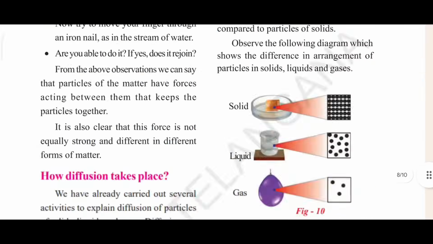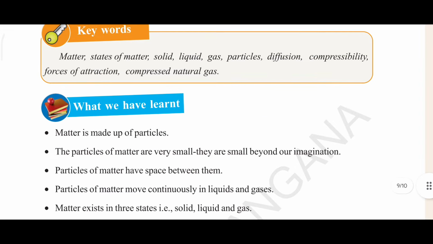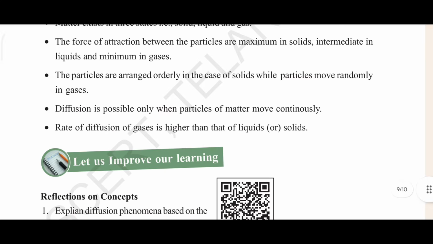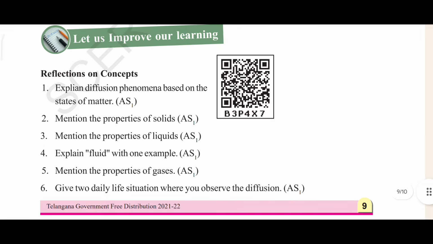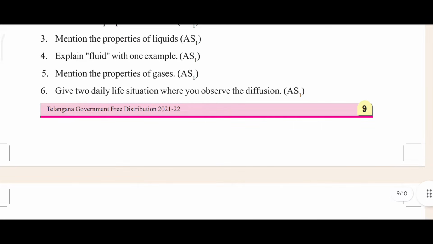Okay, so this is our first thing, the keywords, so we will discuss keywords. Now after that, what we have learned, we will discuss the key points given, so we will see that one. After that, let us improve our learning. In improve your learning, there is a reflection of concept. There are 6 questions given, we will see those 6 questions.